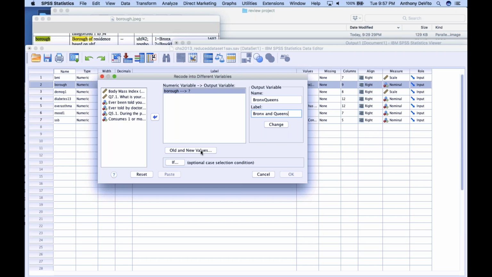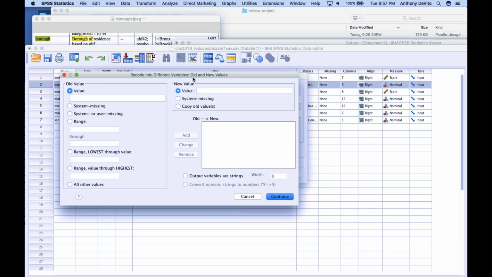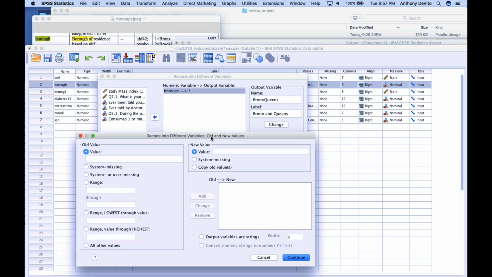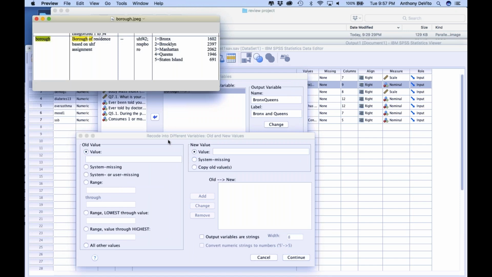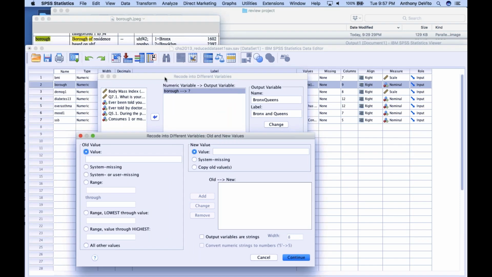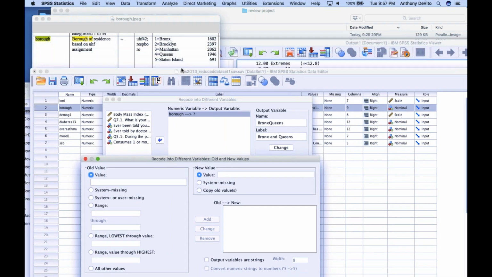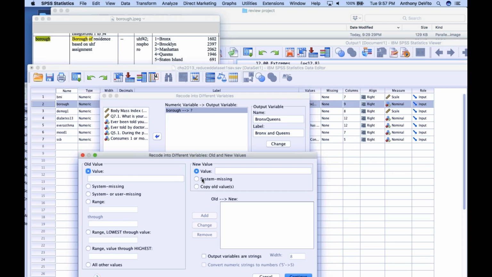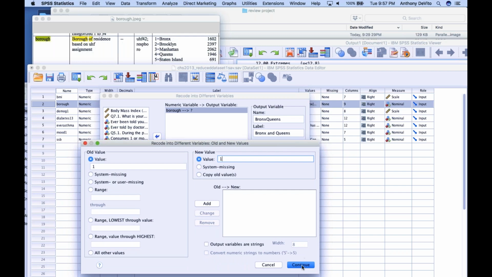Now I'm going to click here on Old and New Values. I wish I remembered, to tell you the truth, I don't really remember. Oh, it's right here. Let me move this down a little. I remember that 1 represents the Bronx. So in the old variable, I'm going to say that 1 is going to represent 1 in the new variable. And I'm going to click Continue, Add.